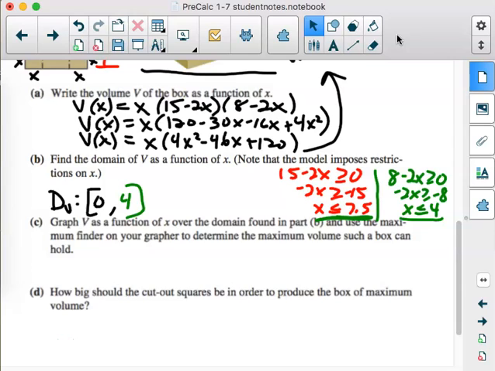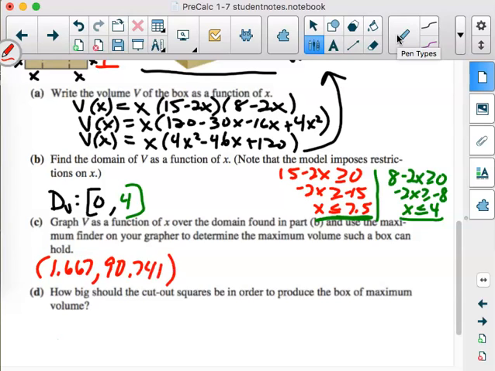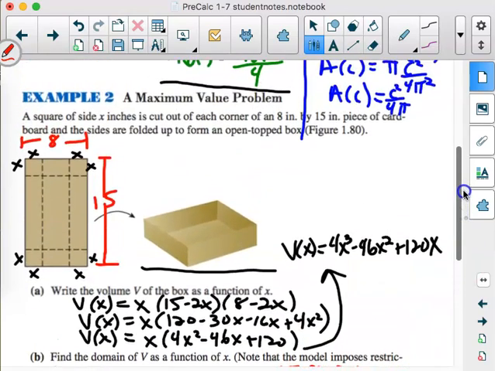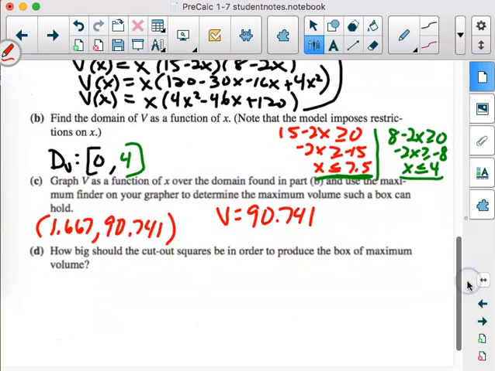So go back, and I'm going to write down what our ordered pair was. It was 1.667, 90.741, so we don't forget. But this problem specifically asked the maximum volume. So that volume is 90.741, and this was in inches, so cubic inches.